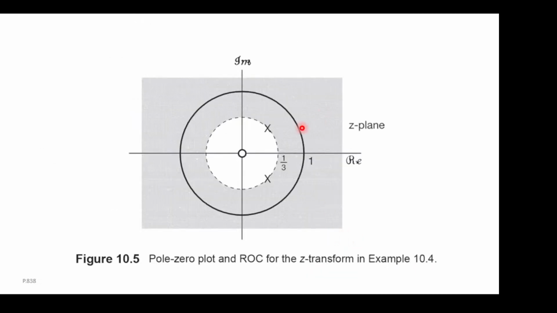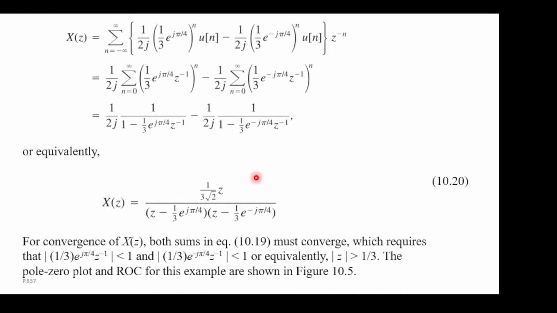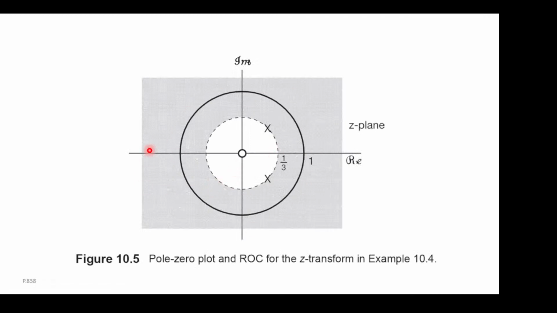When you do the pole-zero plot, you see you have those two poles at angle plus pi over 4 and negative pi over 4, with radius 1 over 3, and the zero at 0 because of this z. Okay, so this is a pole-zero plot, and as we said, the ROC is bigger than 1 over 3, so all the outer part. Any question from this example?